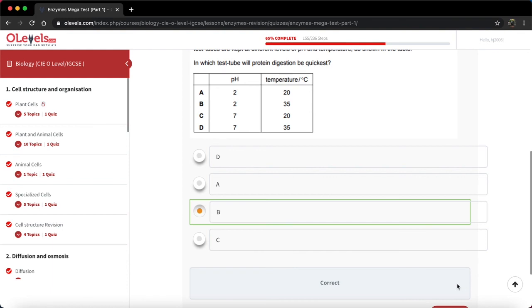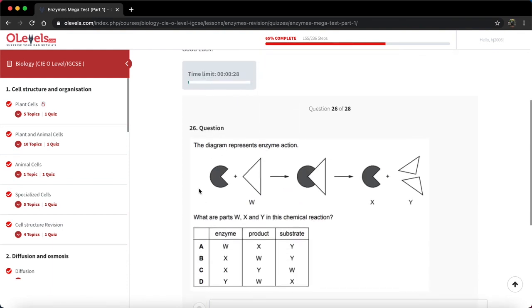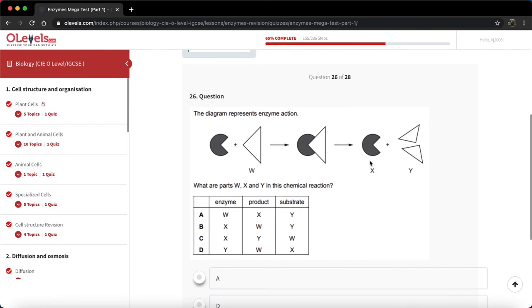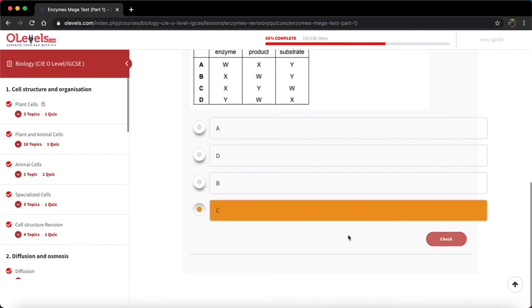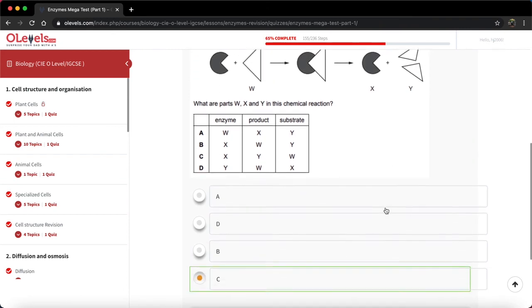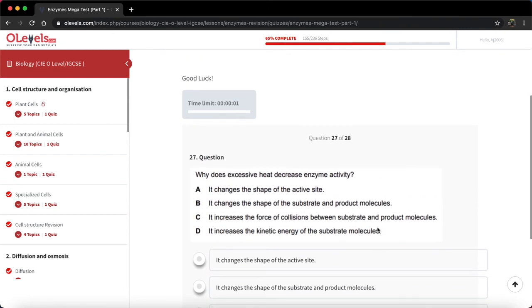Let's move fast. Now we are here with the diagram that should represent the action. X remains unchanged, so it's an enzyme, and W is the substrate, while Y is the product. So C is the correct option. And now the last one, and we have very little time remaining. Next, oops, time ended.